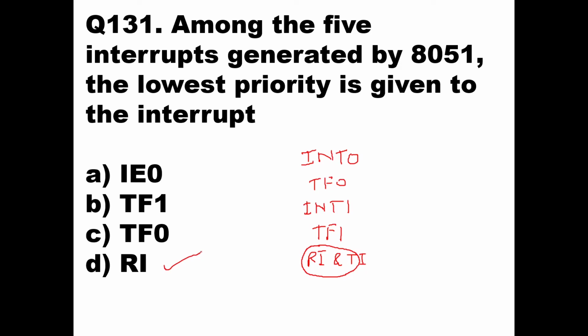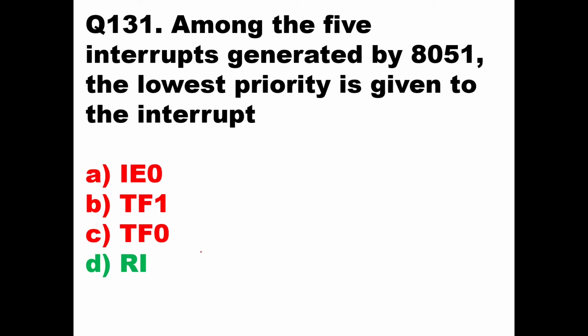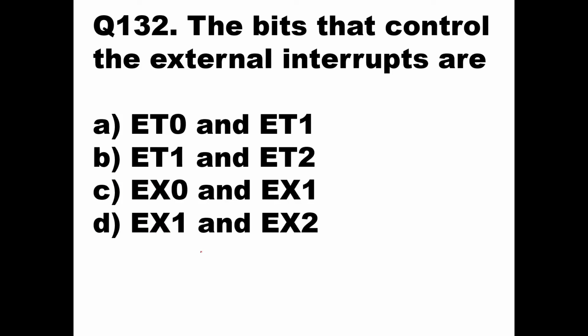RI will be the correct answer. So the lowest priority given by 8051 is your RI interrupt. That is, when the last received bit is received on your serial communication by the 8051, the receiving flag will be generated, and that is your RI interrupt. The same thing applies to TI, transmit also, and transmit and receive both have the same priority level because both cannot occur at the same time in serial communication. They occur at different times. Then we will go to question number 132.